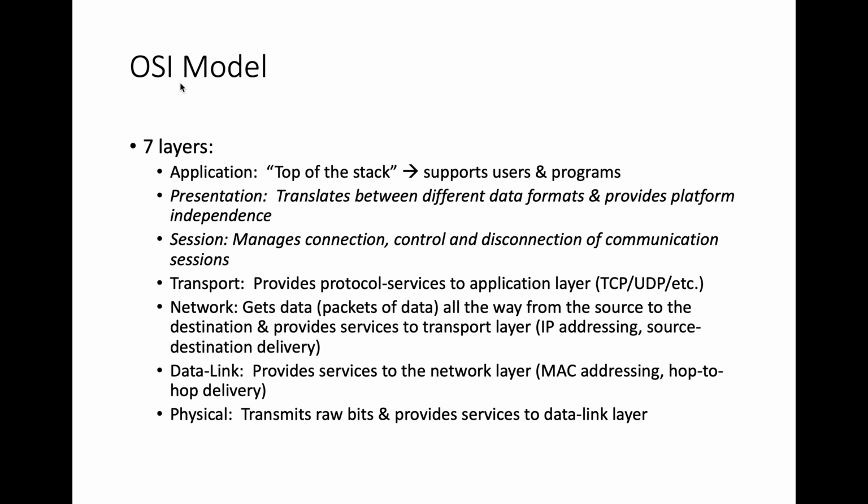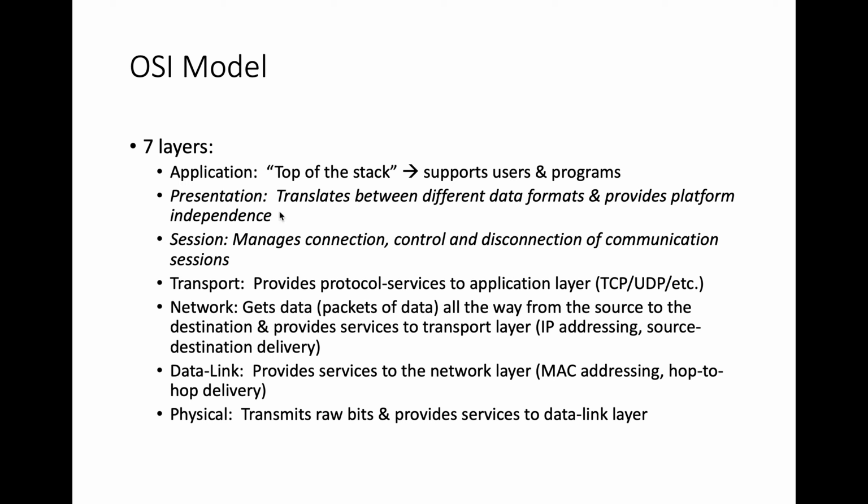Alright, the OSI model has 7 layers, and it's actually not used, but it's better to understand what these 7 layers are. The first layer is the application layer. That's the top of the stack that supports users and the programs that we create. Whenever you create a socket program, it is located on the application layer, and it hides all the difficulties and complexities of the lower layers. So you don't have to worry about the other layers when working with this network application.